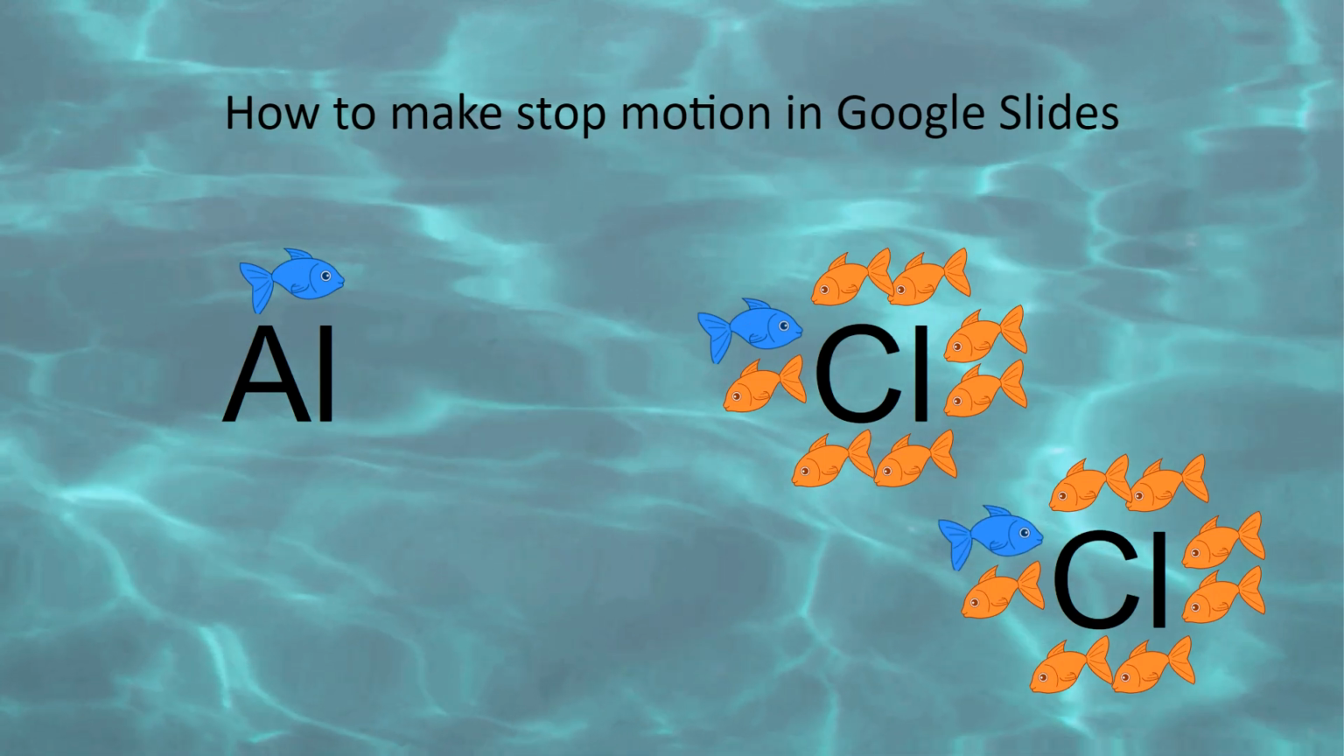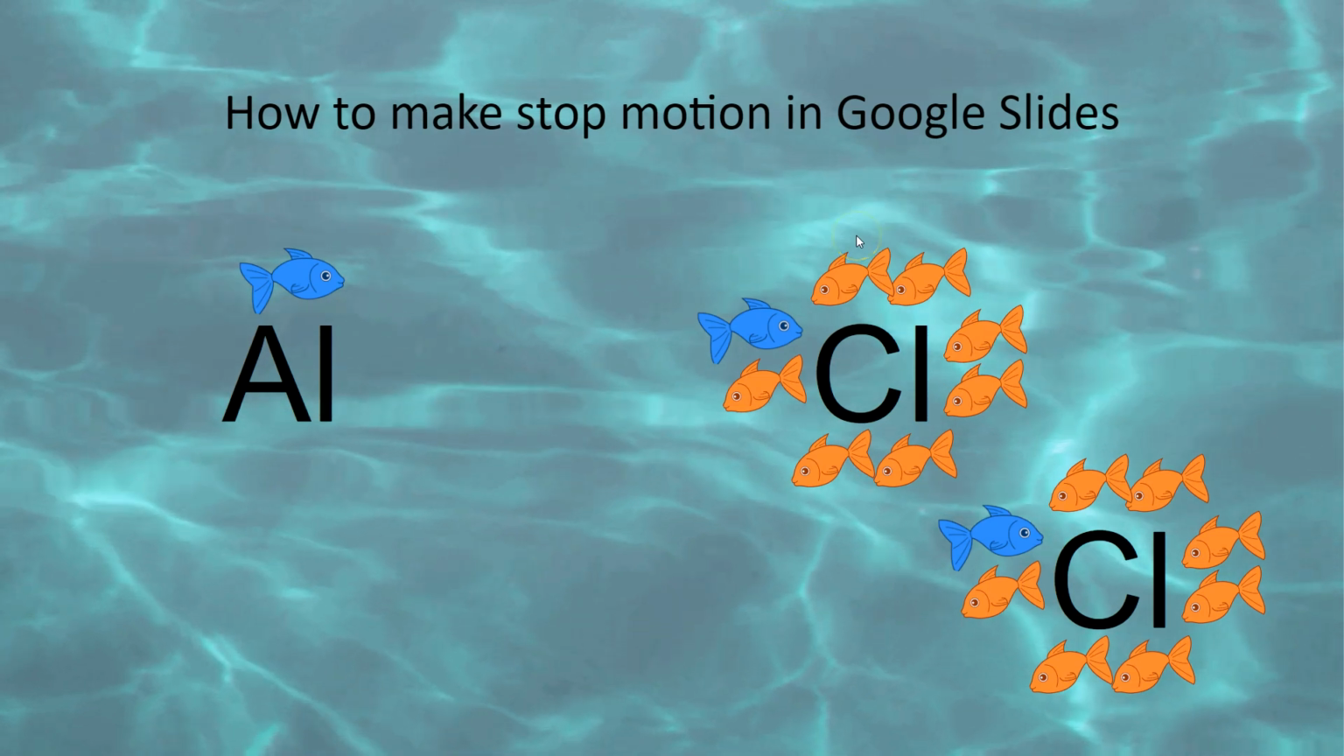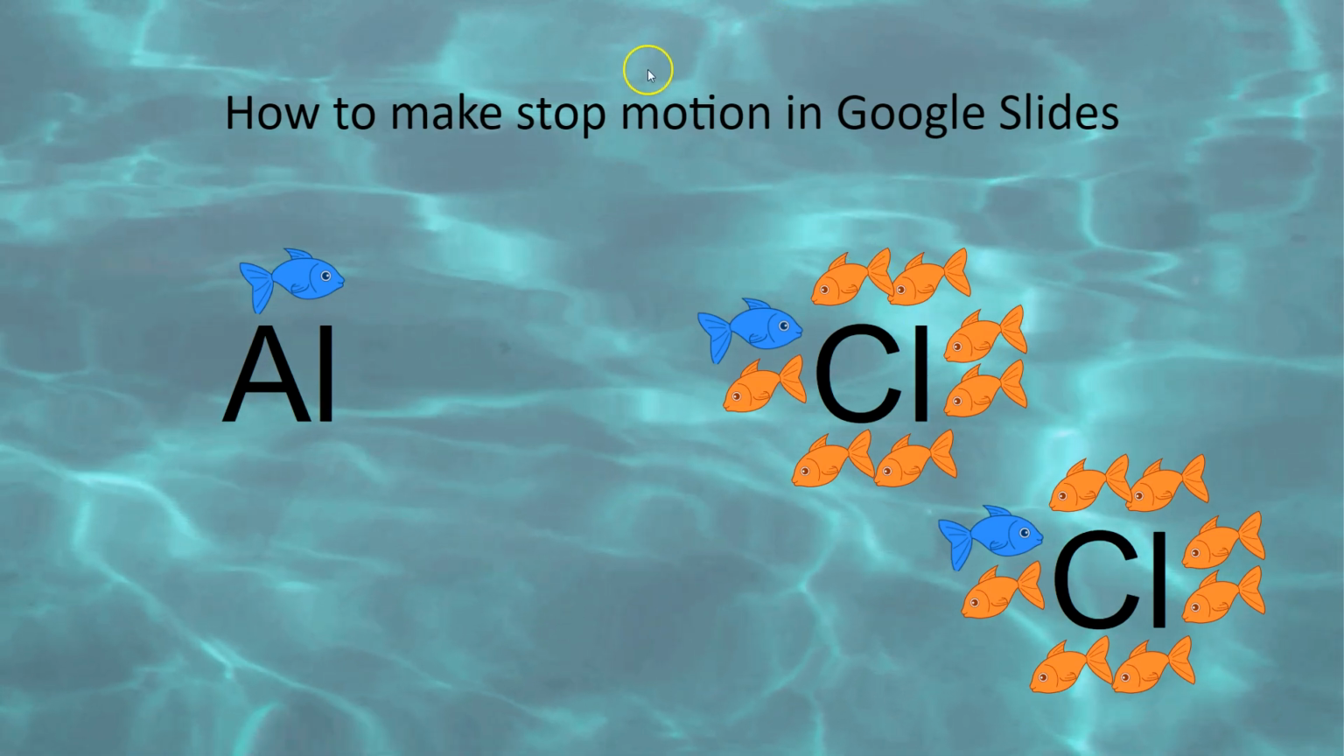So that's how you make stop motion in Google Slides to model ionic bond formation. Thanks a lot for watching.